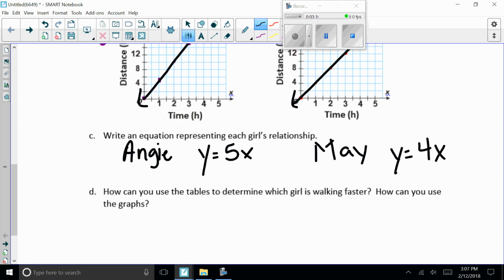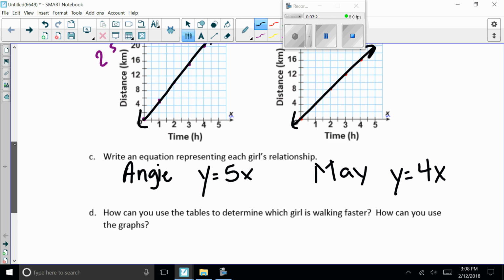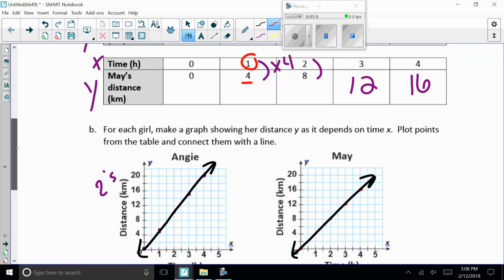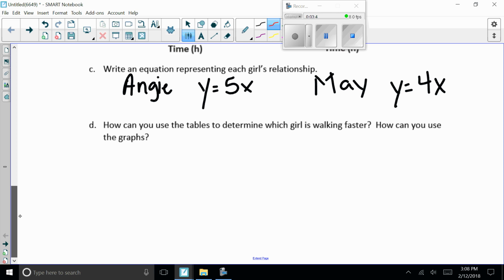How can you use the tables to determine which girl is walking faster? How can you use the graphs? For the table, if I choose the same exact x value, for example 1 and 1 in each table, I see that Angie goes 5 and May goes 4. Since the x's are the same, I can use the y's as a determination. So I look at the same x value in each table to see which one is higher.